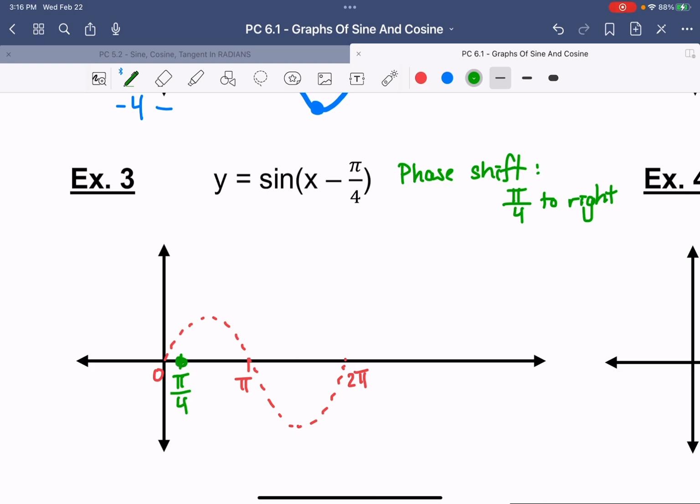And that just means we will be ending at what point? Well, we know this period is 2 pi, so if you think pi over 4 plus 2 pi, that whole distance of that one cycle has to be 2 pi, should be 9 pi over 4. My end point should be 9 pi over 4.